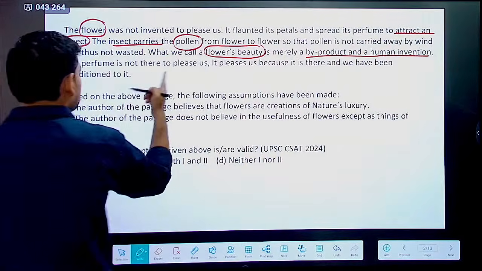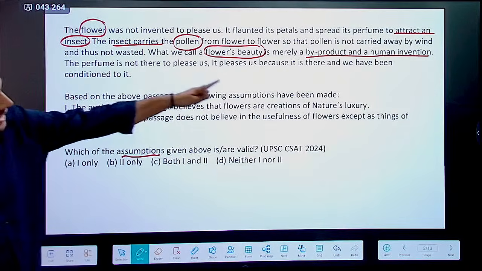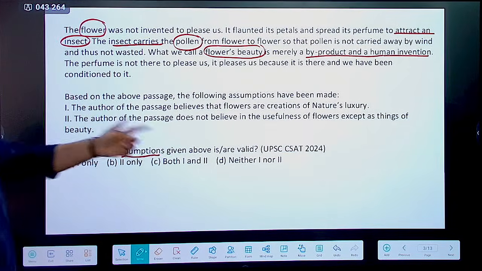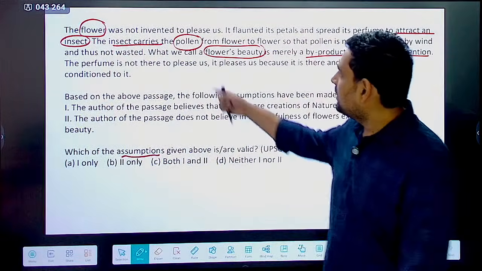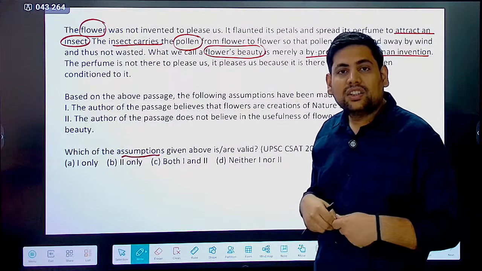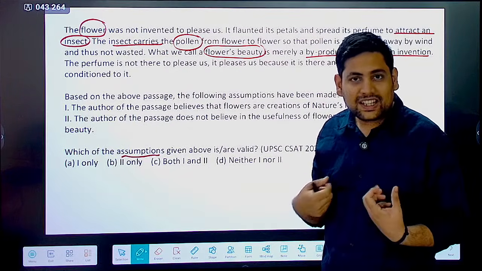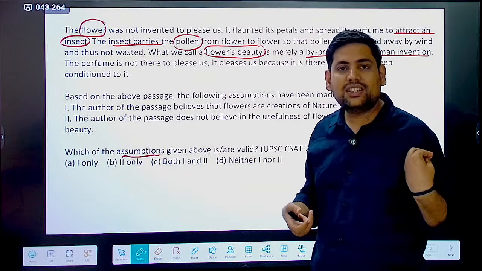The perfume is not there to please us. It pleases us because it is there and we have been conditioned to it. So the claim is what? That flowers were not invented to please us. They were invented to actually attract insects, or please insects, so that the insects come to them.